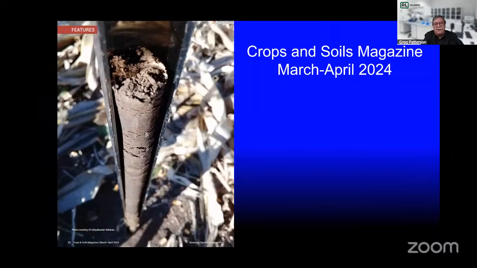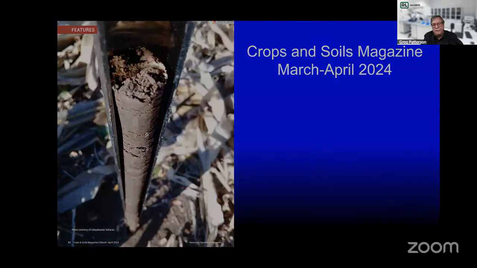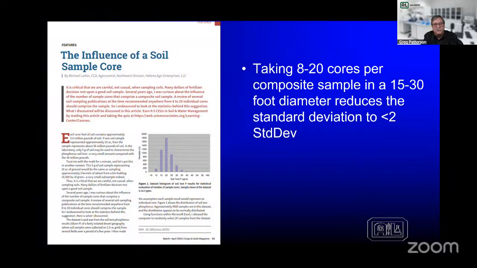Recently, there was a magazine come out, Soils and Crops, and they talked about soil sampling and the efficiencies of soil sampling and how many cores you need to take per sample. And in this document, and I sent this through to Kabir, it says that you need to take 8 to 20 cores per composite sample, not 1 or 2, but 8 to 20, and that will give you a good standard deviation of less than 2, which is what we consider decent information for pulling that together.